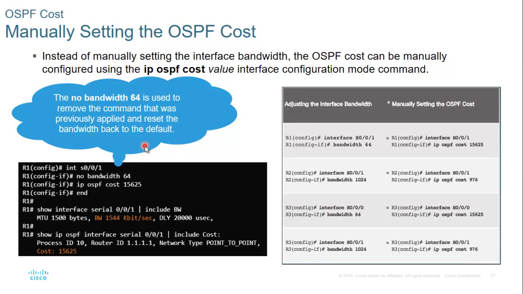So besides using the bandwidth to adjust the cost, you can also configure the cost manually using the ip ospf cost value. So here you would have changed the bandwidth, and when you change the bandwidth, it automatically changes the cost, or you can directly change the cost to a cost that you want. If for some reason you have typed the bandwidth and now you want to change it, just type no bandwidth 64. So no is a very good command to know.